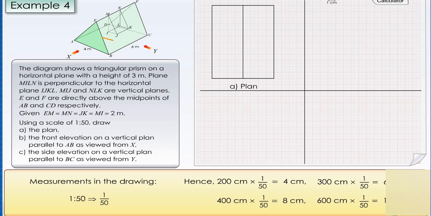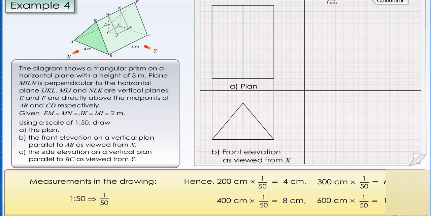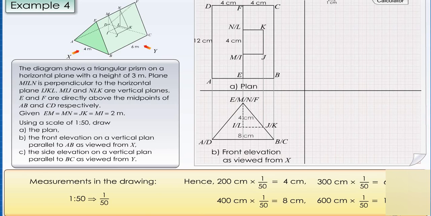The measurements for IJ and LK are not given, but we know that MI is 2 meters. So, the length of IJ can be found after we have drawn the front elevation. Let's do that now. MI is 4 centimeters in our drawing, so this is the length of IJ. By drawing a projection line from the front elevation to the plan, we can now draw line IJ on the plan. Complete the plan and front elevation with labels and measurements.